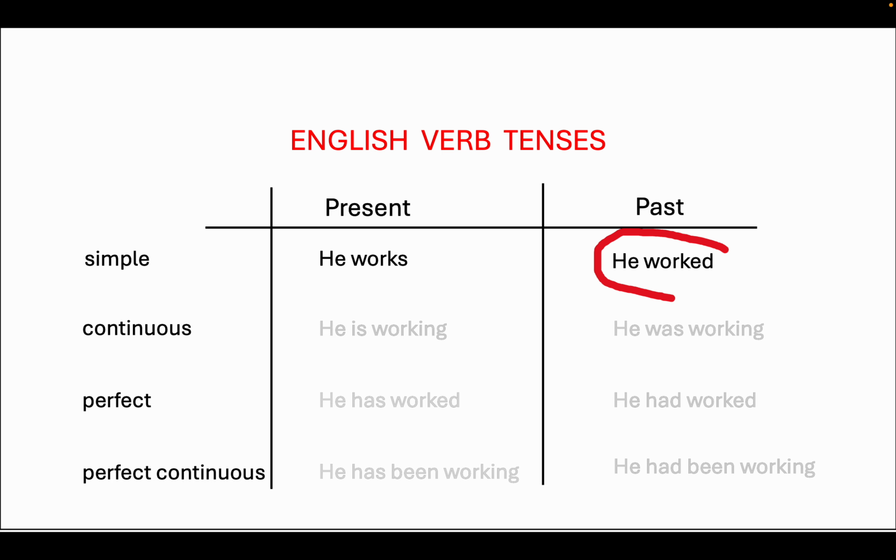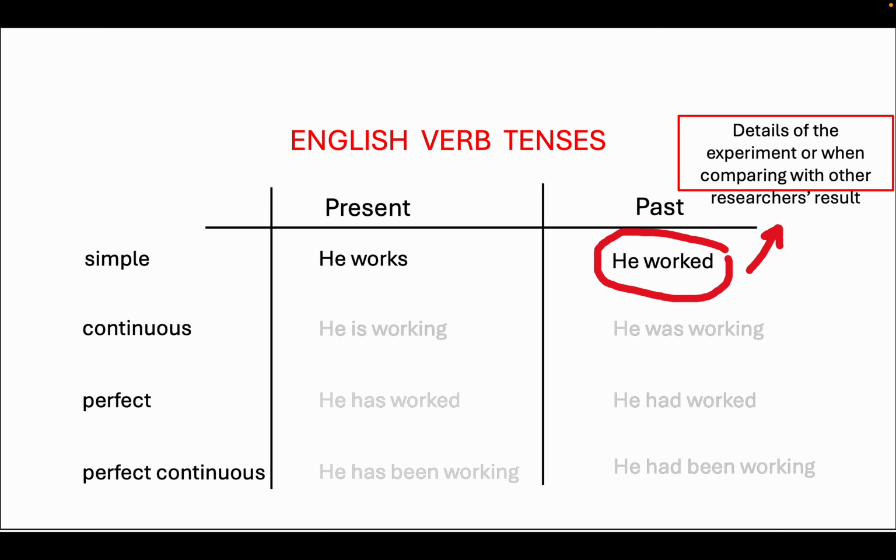For example, for the simple past tense, we use this when we want to give the details of the experiment, or we want to compare with other researchers' results, because all the details of the experiment have been done and the researchers' results have been published. So that's why we use the simple past tense.